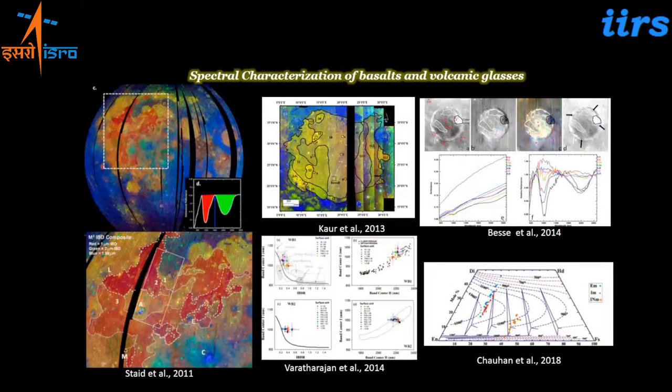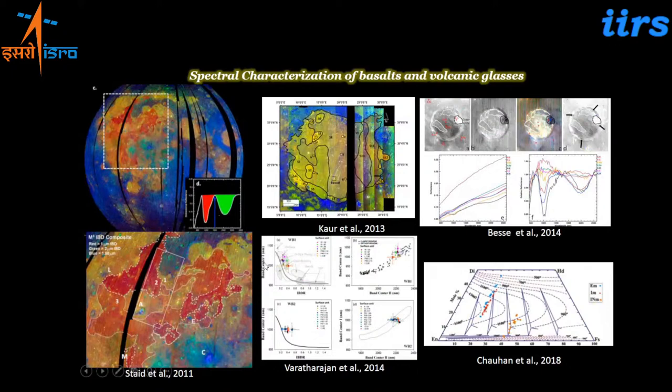Besides M-Cube data from Chandrayaan-1, the data was also utilized for characterization of basalt. Means, besides the identification of important minerals, it was also utilized for characterization of basalt mineralogy, based on the identification of minerals recognized by the spectral features in the VNIR regions.